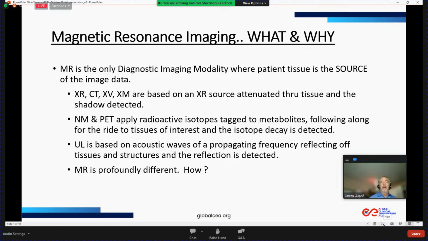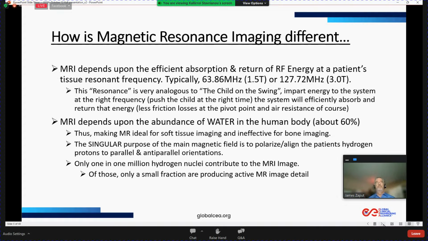When we consider nuclear medicine and PET, these sciences apply radioactive isotopes that are tagged to metabolites, and these isotopes follow along for the ride to the tissues of interest, and it's that radioisotope decay that is detected. Ultrasound is based on acoustic waves of a propagating frequency reflecting off tissues and structures, and that reflection off those tissues is what is detected and the image created. MR is profoundly different. Let's take a look at how. Next slide, please.